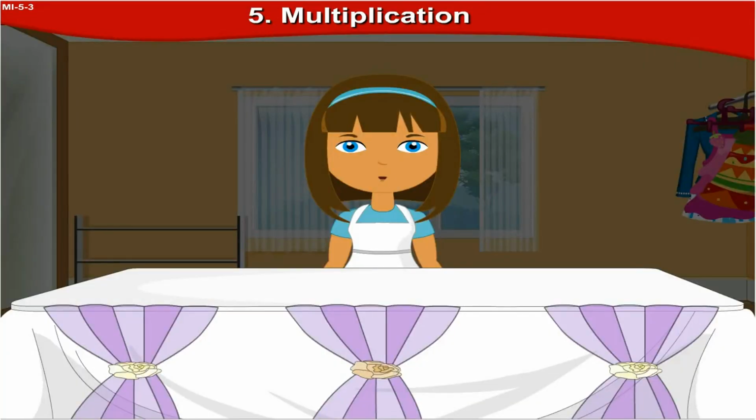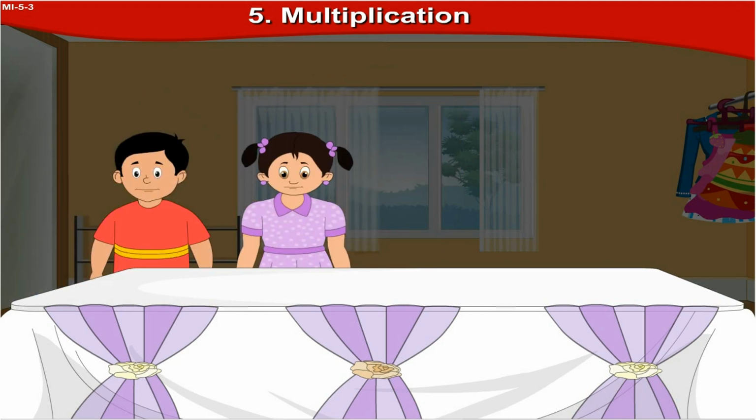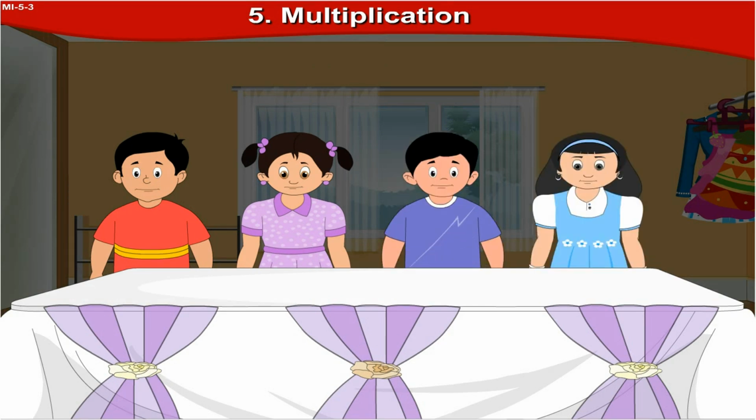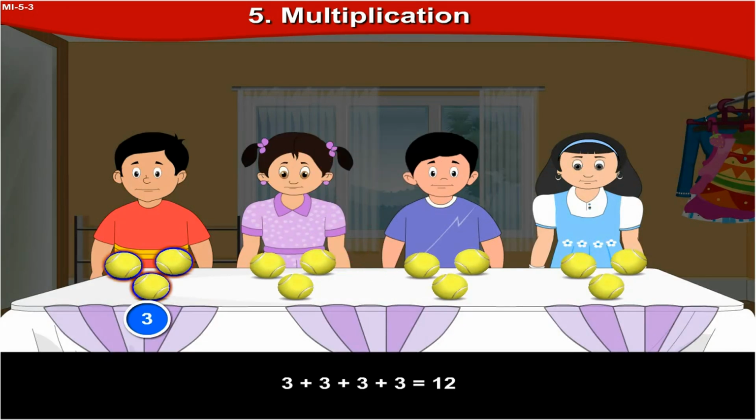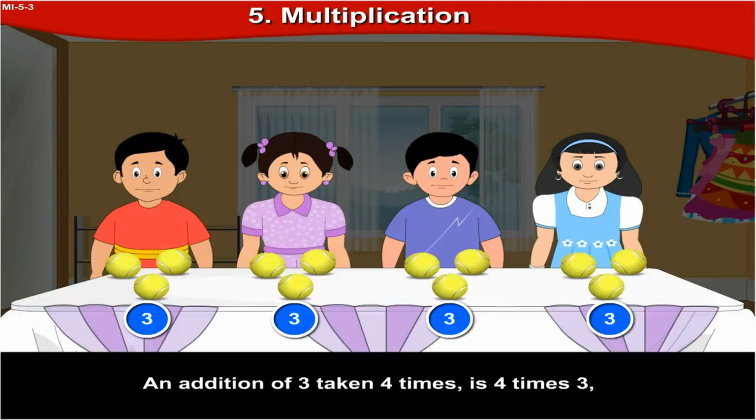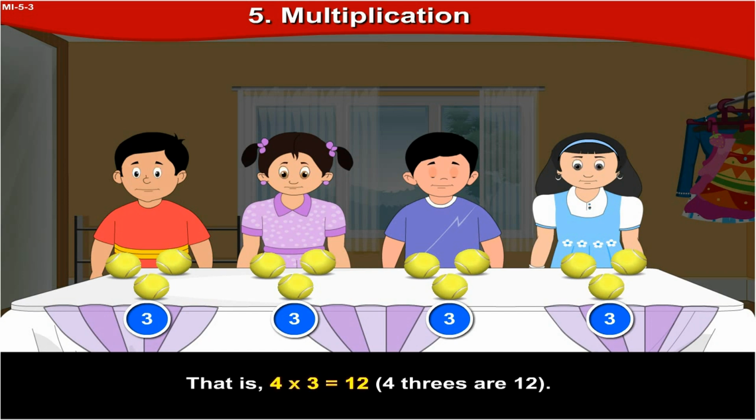Multiplication. Kids, now let us learn some more about multiplication. Tony, Sonu, Nandu, Salma, all of them have come together. And each of them has 3 balls. How many balls altogether? 3 plus 3 plus 3 plus 3 is equal to 12. Now, an addition of 3 taken 4 times is 4 times 3. That is, 4 multiplied by 3 is equal to 12, or 4 threes are 12.